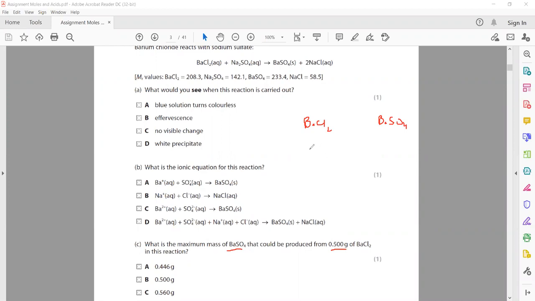So when you check the ratio of the mass, barium chloride relative molecular mass is 208.3, and barium sulfate it will be 233.4. So the ratio is 208.3 to 233.4, but we have barium chloride in the question. We have only 0.5 grams of barium chloride, so this will be x, cross multiply. So when we solve, it will come out as 0.560 grams of barium sulfate.